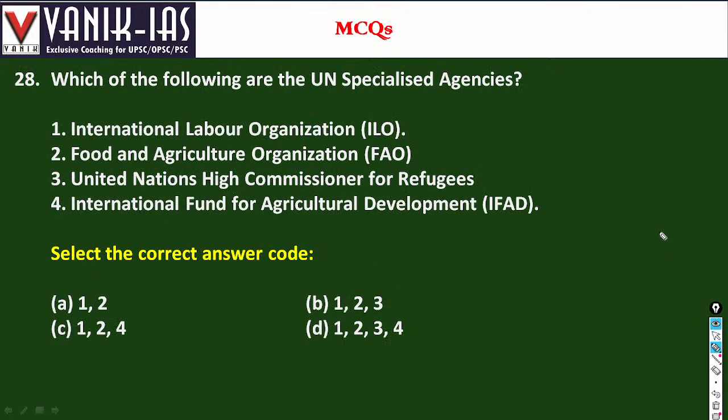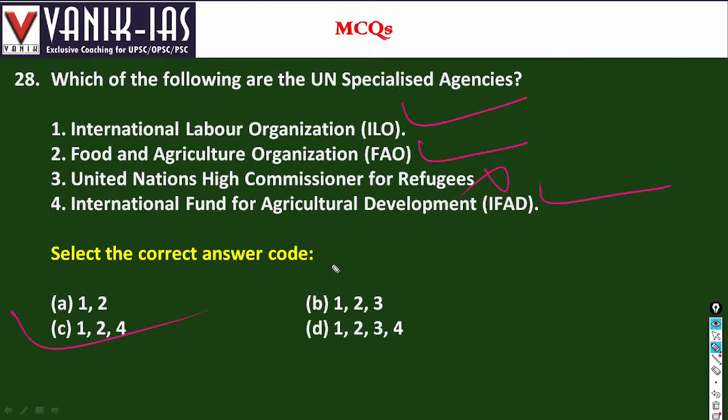Which of the following are United Nations Specialized Agencies? International Labour Organization, yes. Food and Agriculture Organization, FAO, yes. United Nations High Commissioner for Refugees. No, this is not a specialized agency. International Fund for Agricultural Development (IFAD) is a specialized agency of the United Nations. So this is right. So 1, 2 and 4 are right.